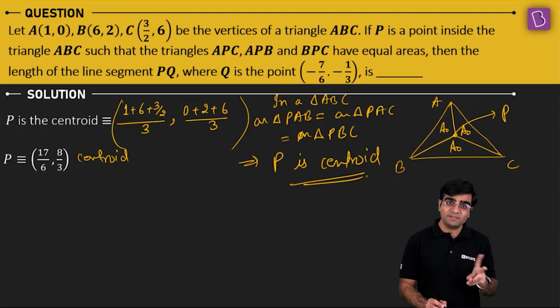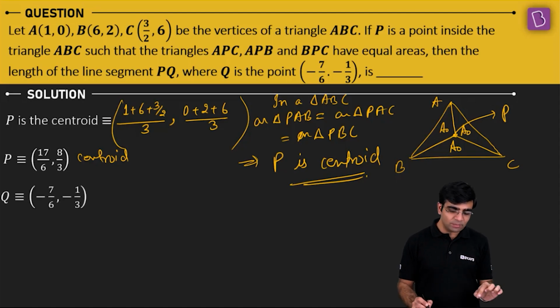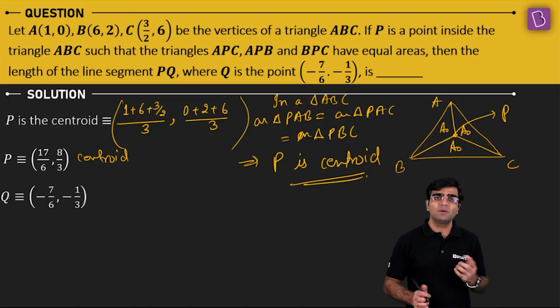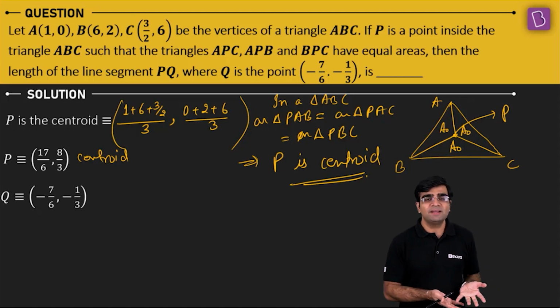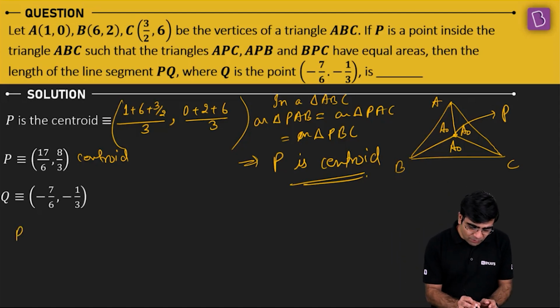Now they are saying to find the distance PQ. Point Q is given to me as minus 7 by 6, comma minus 1 by 3. What do you have to do? Distance formula, guys. Do it quickly. So PQ is nothing but simply the distance formula between these 2 points.